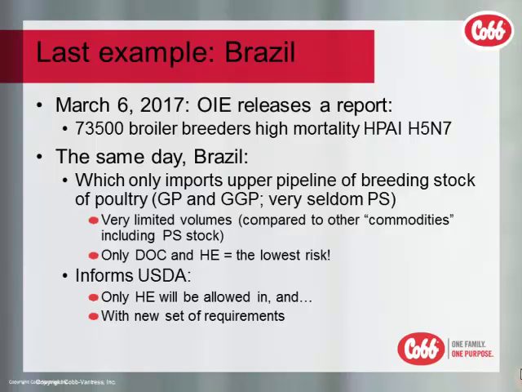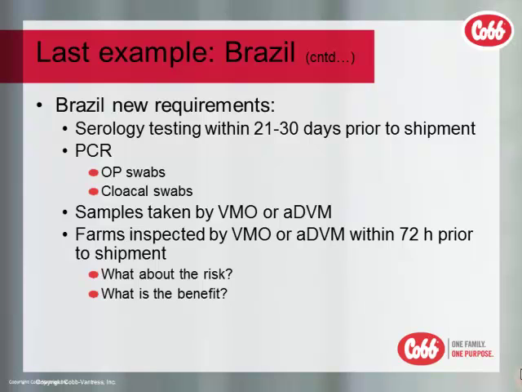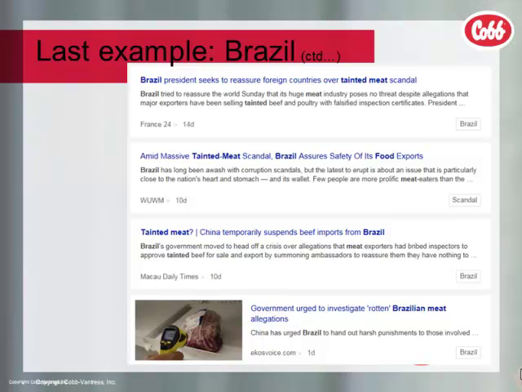Brazil is very strict. They only import upper pipeline of genetics. And when we started experiencing these reports in Tennessee, they immediately changed their requirements. They went somewhat ballistic with very stringent testing requirements and some other things, including inspections. And so that's that. Guess what? Karma works sometimes. They got this big scandal on their tainted meat, and they lost quite a bit of market just overnight once those news went online.